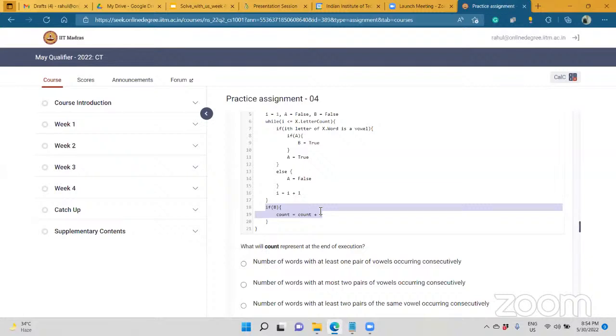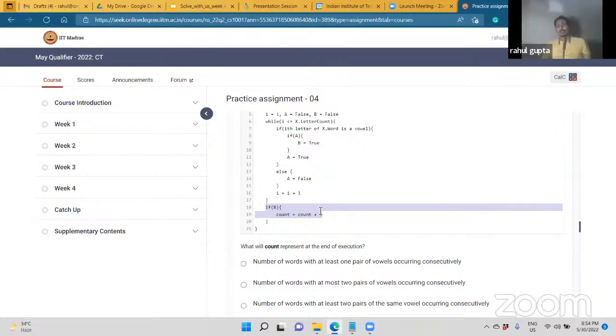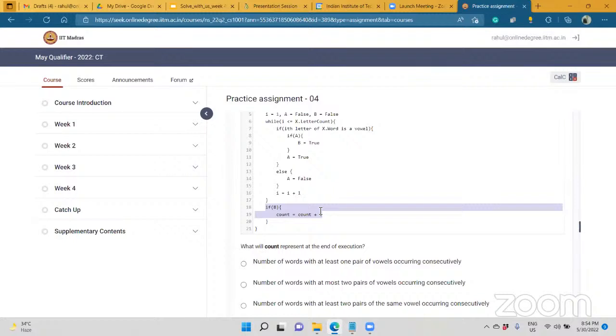Jitendra, what sir is trying to say is that the while loop helps us identify whether A and B are true or false. That's the only thing the while loop will be doing. Once we complete each and every letter in a word, only after that will we go to the 18th line, the if B one. Brother, I got your point. But my point is that if two pairs occur in a word, two vowels, then one consonant, again two vowels, in that case what will we do?